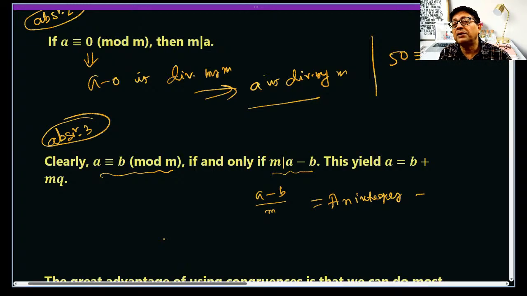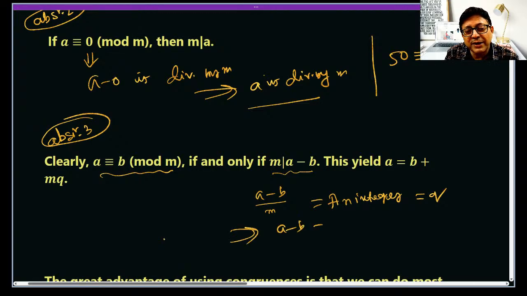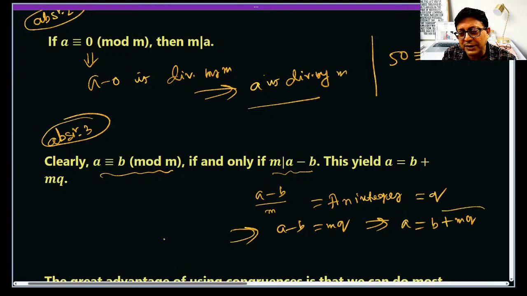That integer we are going to take as Q. Q stands for what? Quotient. So we can write A minus B equal to M times Q. This implies A equal to B plus M times Q. Clear to you?